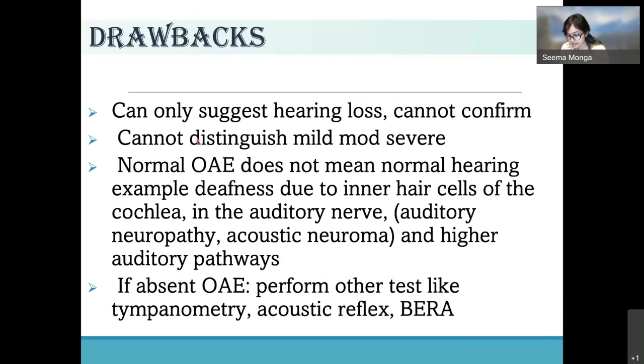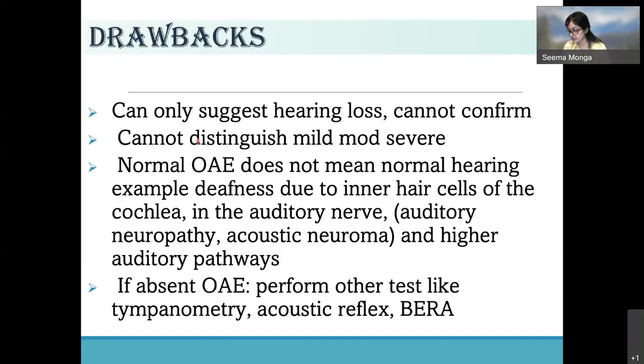For example, suppose there is sensorineural hearing loss because of involvement of the inner hair cells, the auditory nerve, or the higher auditory pathway, like in multiple sclerosis. So a central disorder is there, but OAE will be normal. All right. Or the child has auditory neuropathy. OAE will be normal. Why? Because we do not need the nerve to check OAE. We are only checking till the cochlea. The sound goes to the cochlea and comes back again. You don't need the auditory pathway. All right. So this is the drawback of OAE.